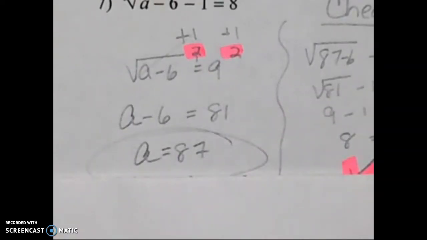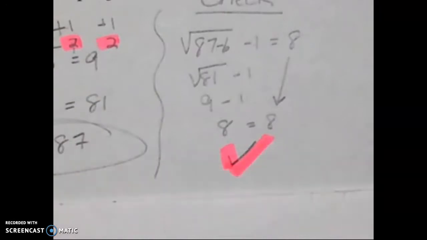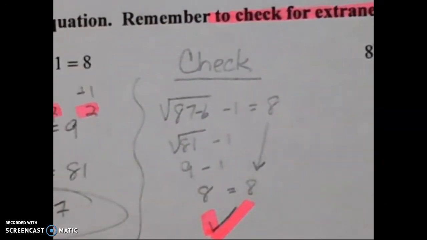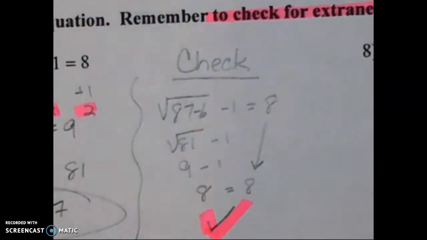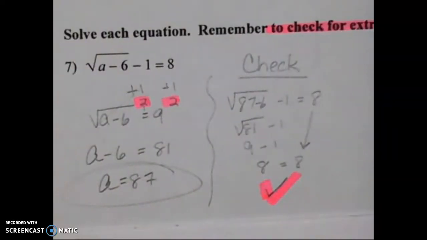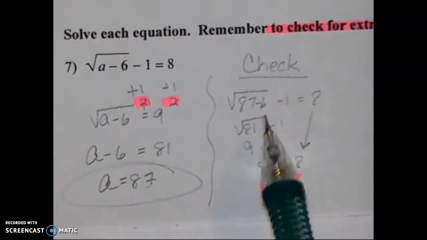You're not sure if that's the answer. And when you do some of the homework problems, you'll see that this won't work out. And I'll show you what it's supposed to look like. So for the check, you take the original equation and you substitute in a is 87 and you see if it works.